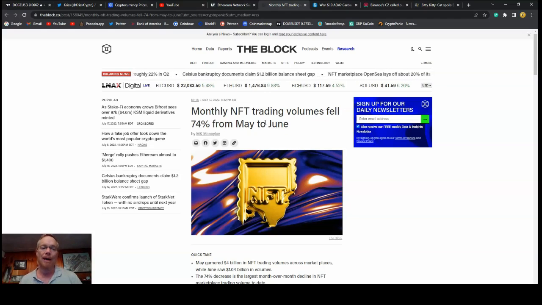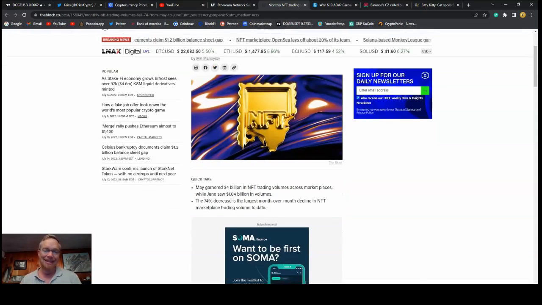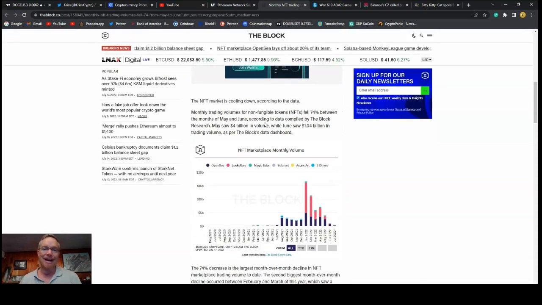A lot of people buying these NFTs at these huge prices. Some people have made money on it, but I think a lot more people are holding bags, big bags in NFT. And I'm just not getting into it.